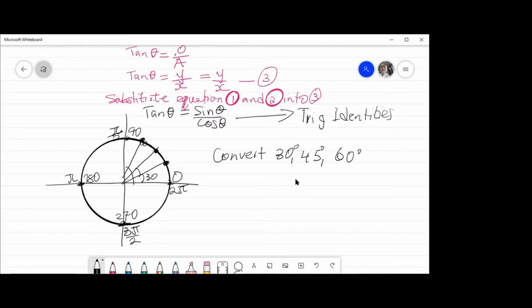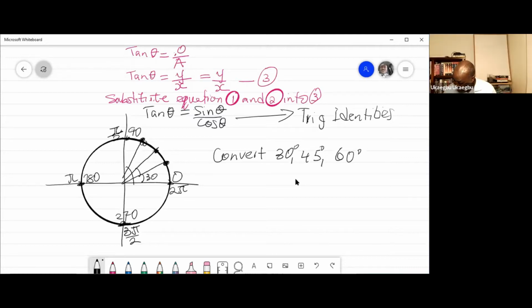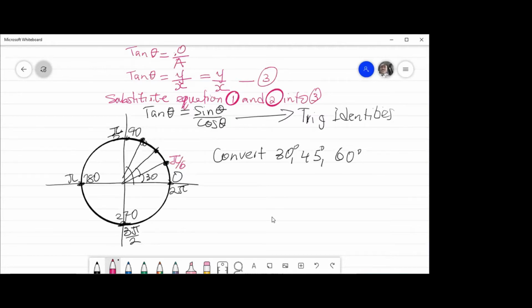For 30 degrees, I got pi over 6. Okay, somebody said he got pi over 6. If you disagree, say I disagree because, and give us your reason. I'm not saying it is right or wrong. I'm just going to write pi over 6. So if you disagree, let us know. Do you agree with that? I disagree. Go ahead and explain.